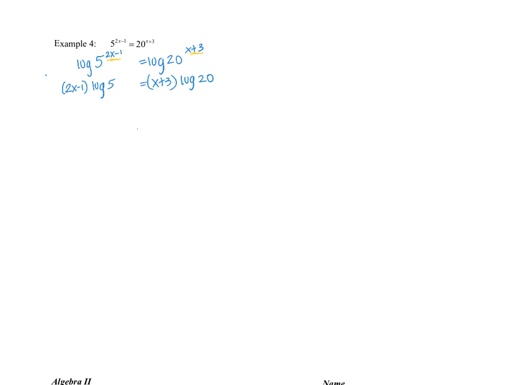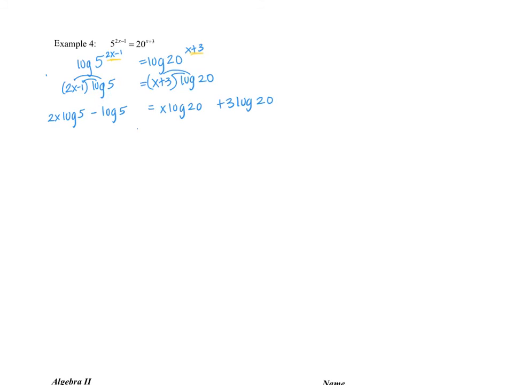So what I'm going to need to do is distribute my log. I'm going to take that log of 5 and distribute it to both of these terms, and the log of 20, and distribute it to both of those terms. So what we have here is 2x times the log of 5 minus 1 times the log of 5, which is minus log of 5, equals x times log of 20 plus 3 times the log of 20.